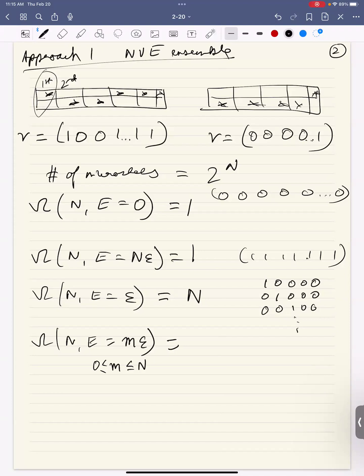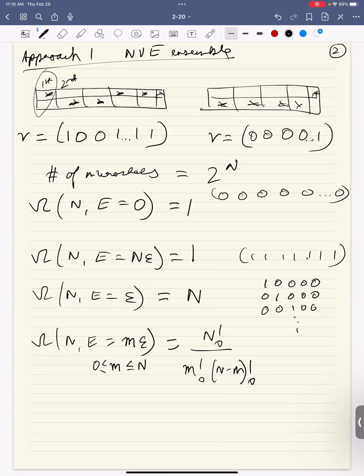Yeah, anyone? N factorial divided by m factorial times n minus m factorial. Yeah, so this is the number of ways in which you can choose m numbers. So what does this mean? This means if you have 5 particles, 2 of them have to be excited, right?